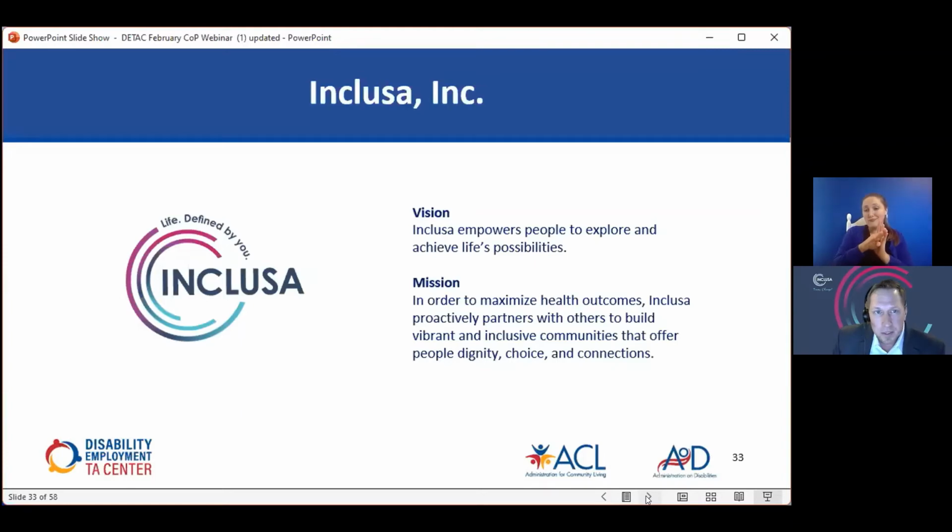Just really quickly, some background on Inclusa. We aspire every day to empower people to explore and achieve life's possibilities. And our mission is, in order to maximize health outcomes, we proactively partner with others to build vibrant and inclusive communities that offer people dignity, choice, and connections. We really see our role as a managed care organization as more around asset-based community development and engagement in our communities as our key foundation for what we do. Next slide, please.